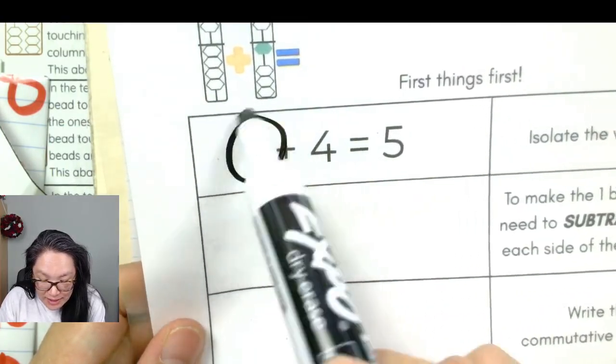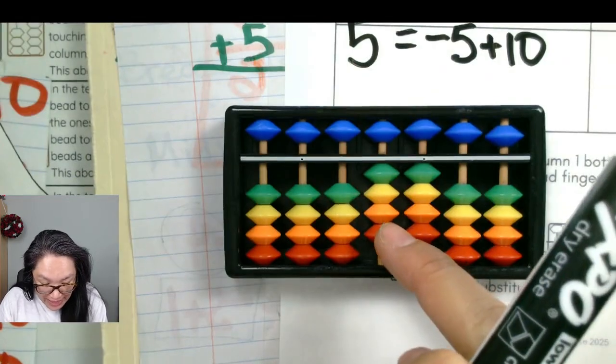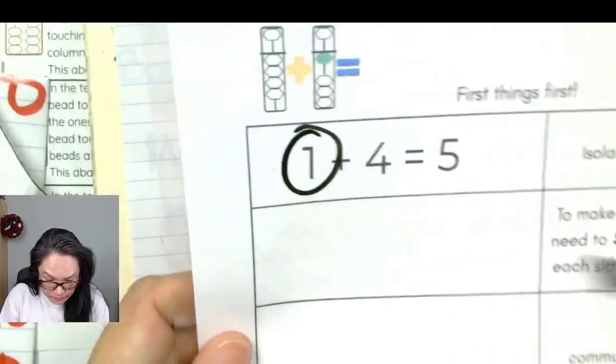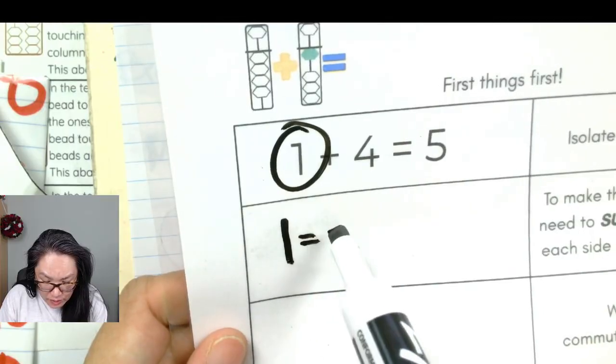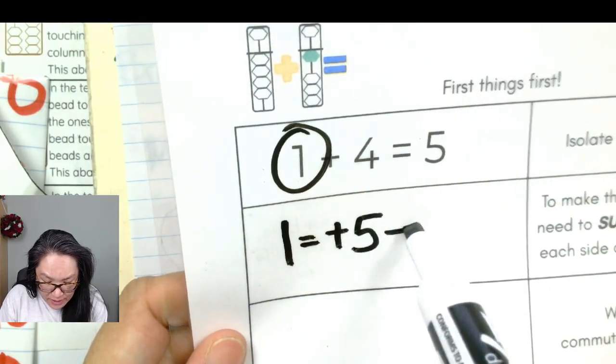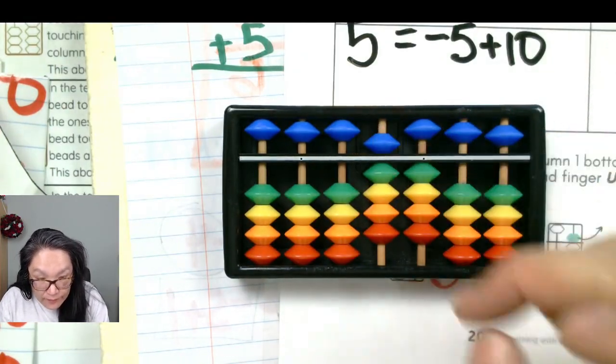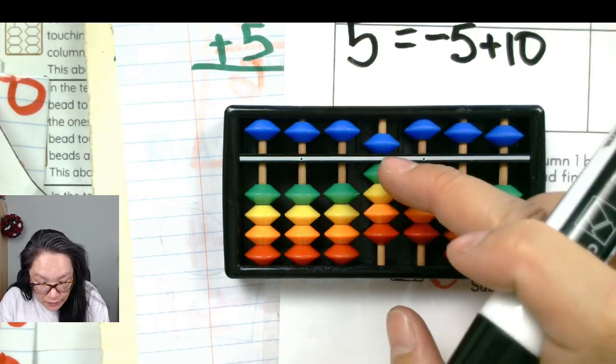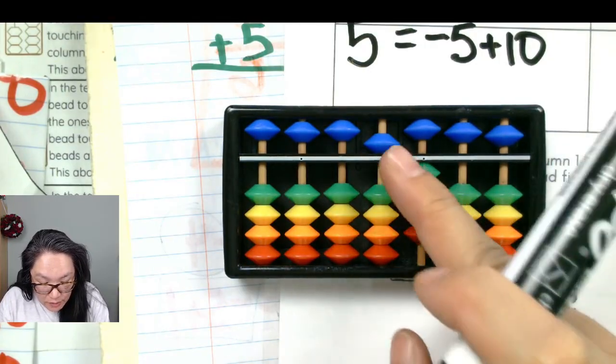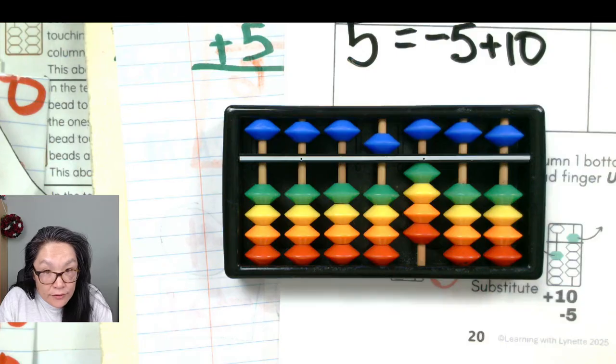If I want to isolate this 1, because that's what I want to do, I want to add the 1 here. I need 1 is equal to plus the 5 minus the 4. So I'm going to plus the 5. I'm going to take away the 4. So my final answer is 54. Does that make sense?